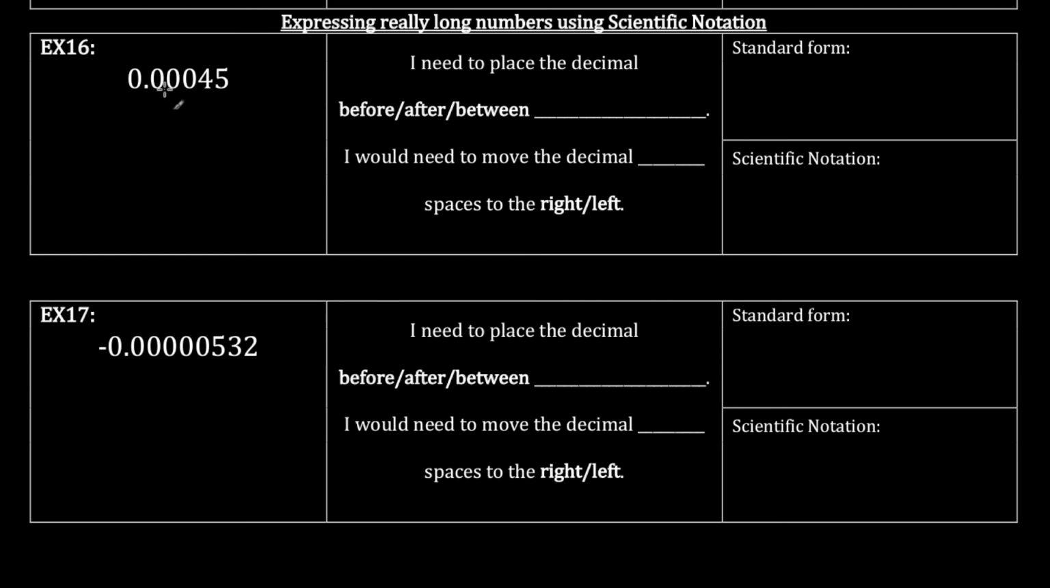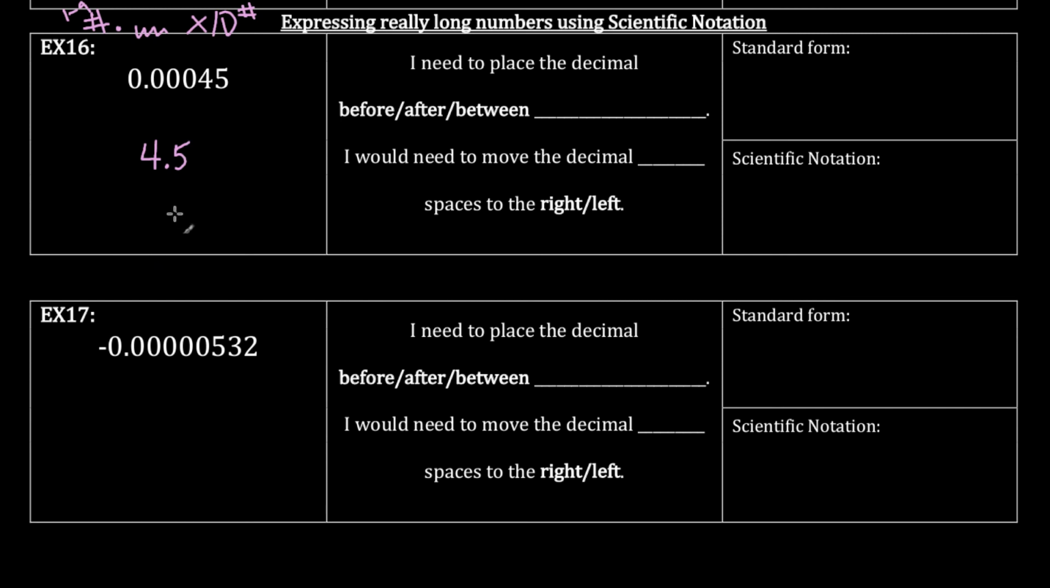So we have 0.00045. So I need to place the decimal. Remember, I need a number from 1 to 9, and then I need a decimal and some stuff, and times 10 to the power of something. So I need to put the decimal. I can't put it here. I need to put it right here so that I can get that digit 1 through 9. So I need to put it right there.